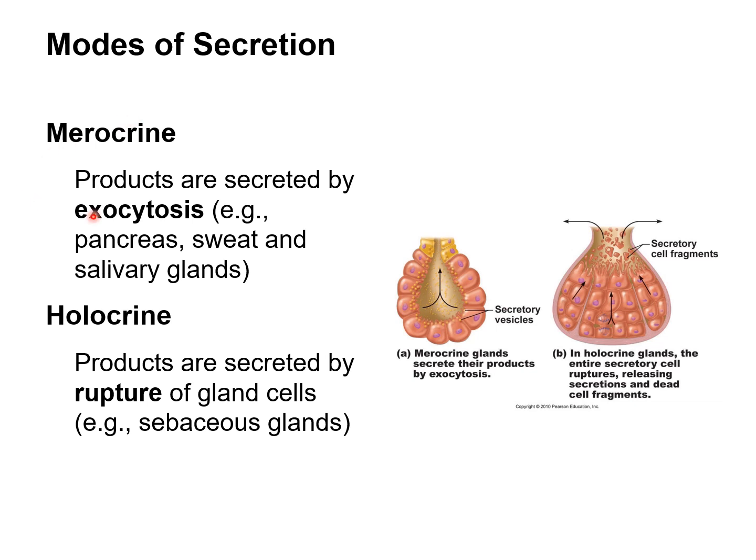So merocrine is for exocytosis, holocrine secretes through cell rupture.